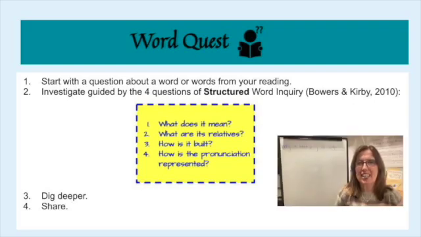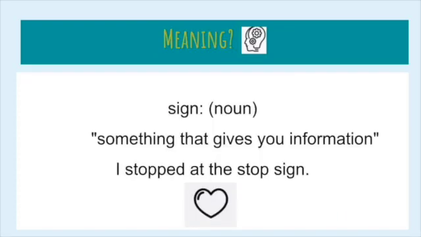Welcome back to WordQuest. Today we're going to investigate our question, why is there a G in the word sign? Why do we need it? Why is it there? We're going to be guided in our investigation by the 4 questions of structured word inquiry. What is the meaning? What are the relatives? How is it built? And how is the pronunciation represented? We start with our first question, what is the meaning?